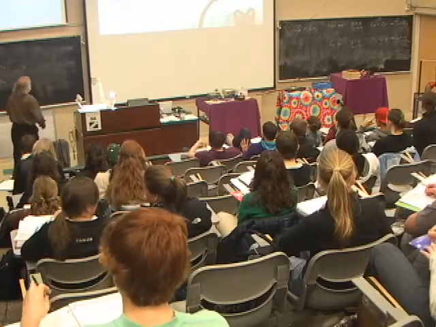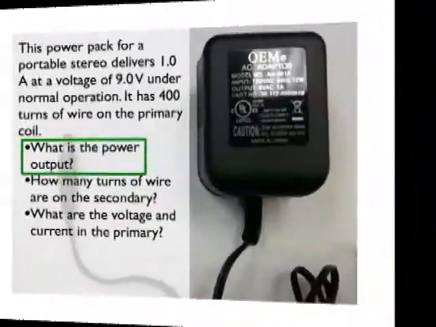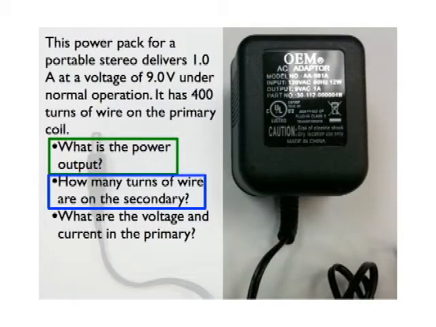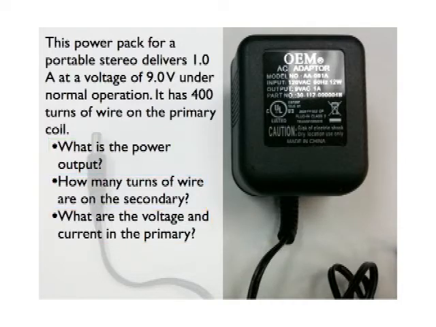But let's take a look at this. Question 1, what is the power output? Question 2, how many turns of wire on the secondary? Question 3, what are the voltage and the current in the primary? Here's what we'll do. First off, I want to look at the power.